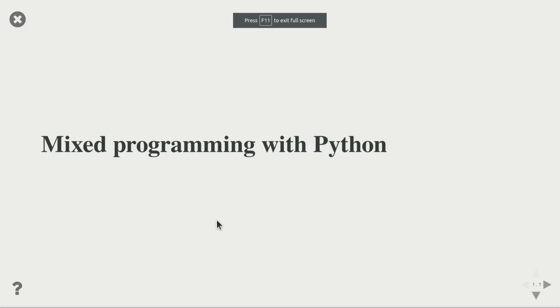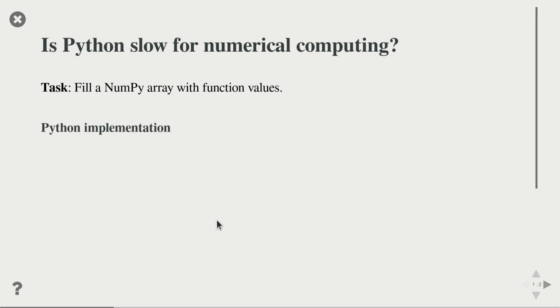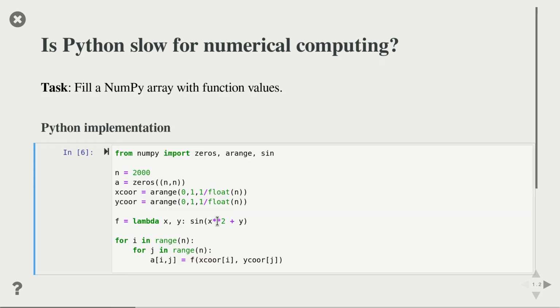Next topic is mixed programming. So, we're back to the story that Python is slow for numerical computations, or can be slow, especially if you use these for loops instead of a vectorized version.